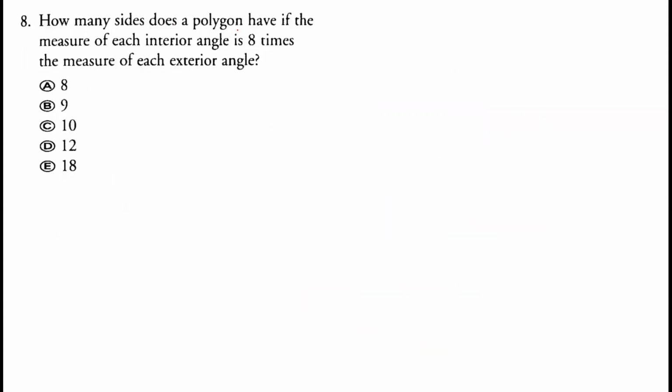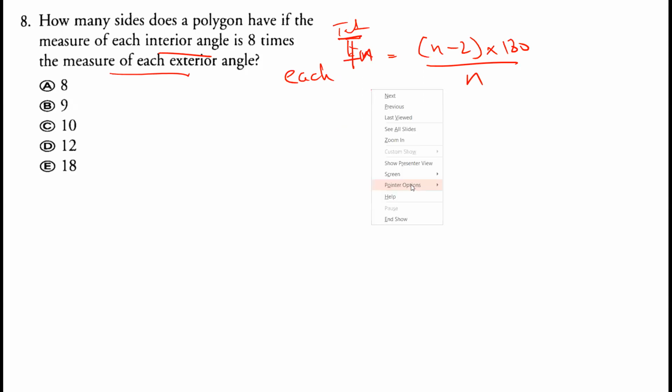Now how many sides does a polygon have if the measure of each interior angle is 8 times the measure of each exterior angle? Now the total sum of interior angles equals n minus 2 into 180. Each angle, if they are equal, would be divided by n. This is interior angles, sorry. This is interior angles.